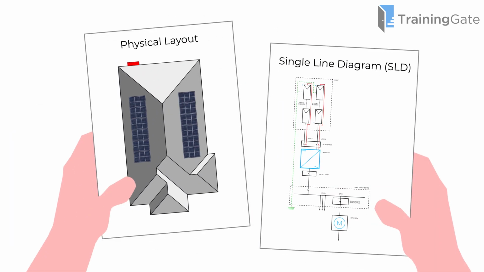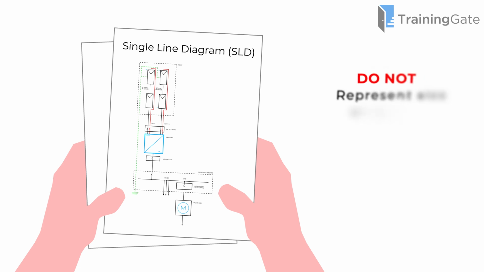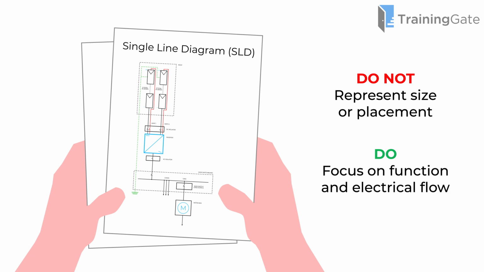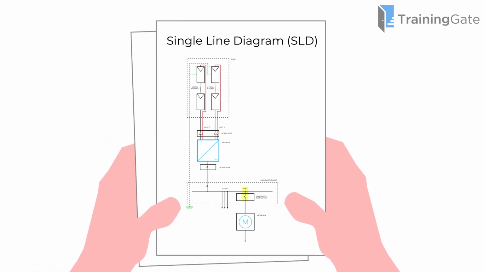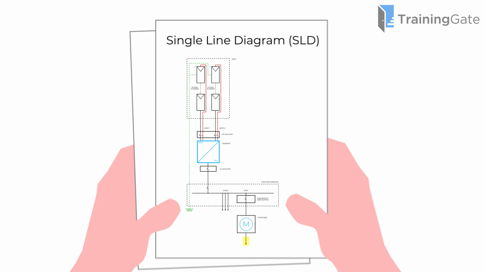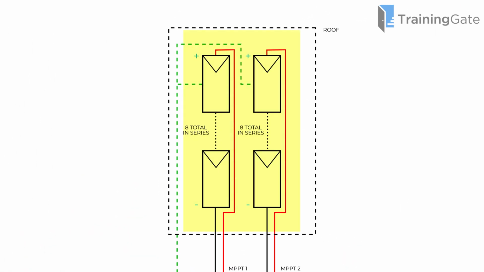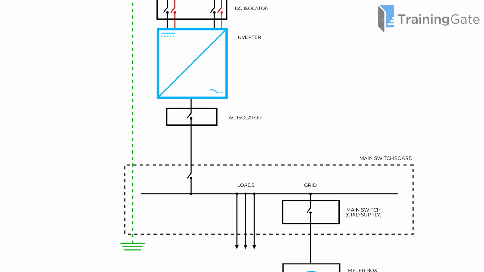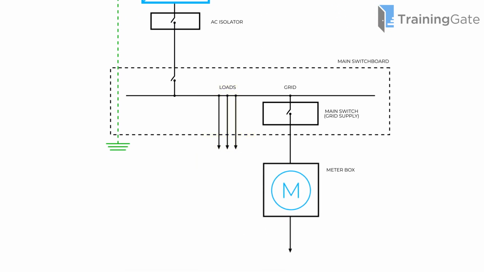Unlike physical layout drawings, SLDs do not represent the actual size or placement of equipment. Instead, they focus on function and electrical flow. A single line can represent multiple conductors, and symbols indicate the type of equipment or protection device. Diagrams generally begin at the top of the page with the power source and flow downward toward the loads.